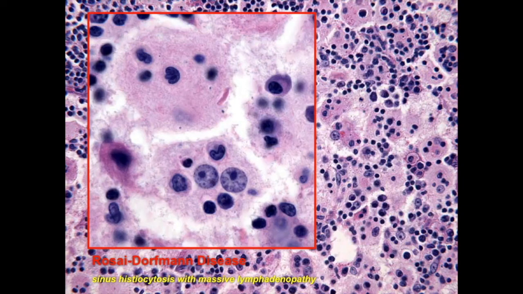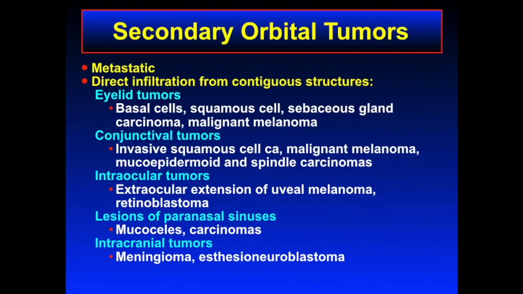Another rare histiocytic disorder is Rosai-Dorfman disease. This is also called sinus histiocytosis with massive lymphadenopathy. You have these very large histiocytic cells with large nuclei with nucleoli, but the classic feature is the presence of phagocytosis of lymphocytes by the histiocytes, and this is called emperipolesis. So, Rosai-Dorfman.